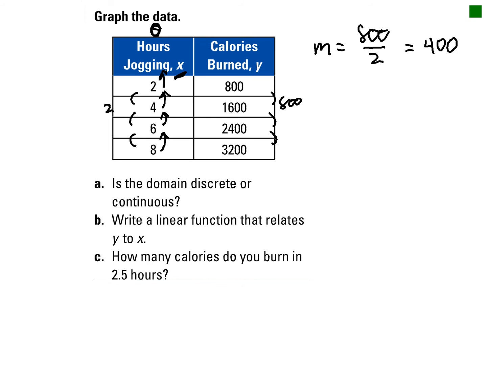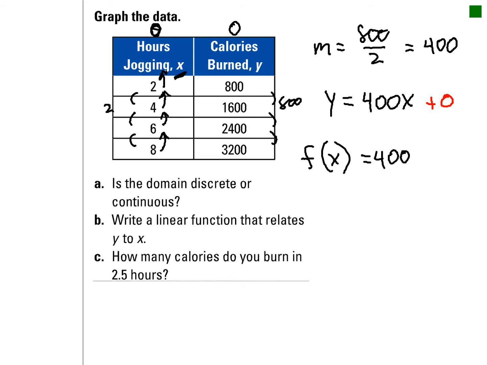Let's count back here. 800, 800, 800, and 800. So if we graphed this, we would find that that line headed right at the origin, but we don't need to graph it. We can tell that the linear equation looks like this, plus 0, which we don't need to include. So our linear function looks like this.